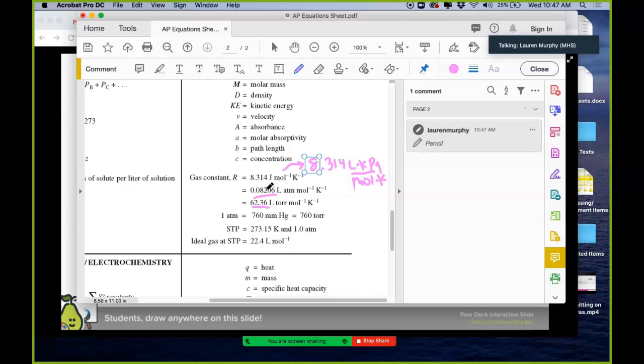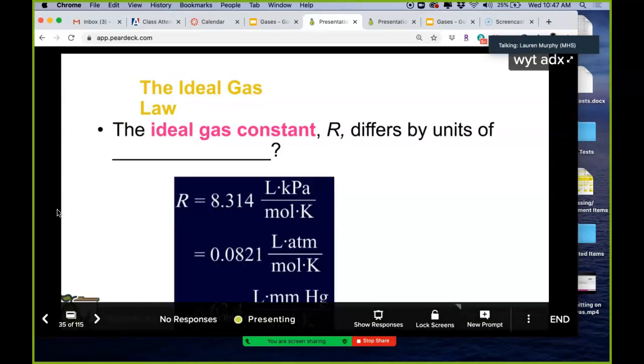I'm thinking on most of my worksheets, I probably abbreviated these. This is often referred to as 0.0821, and this is 62.4. It is not a big deal. You will be fine whichever one you use. It only changes the number very slightly. All right, so if we go back, there is something different about all of these gas constants.